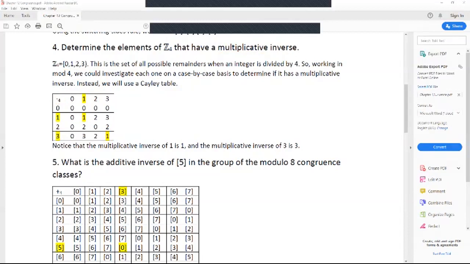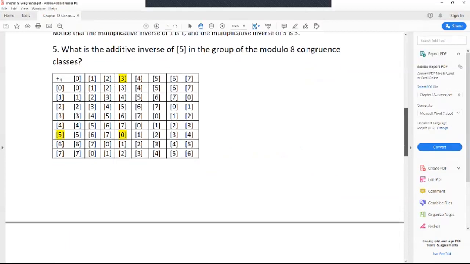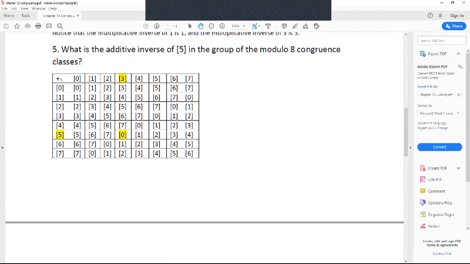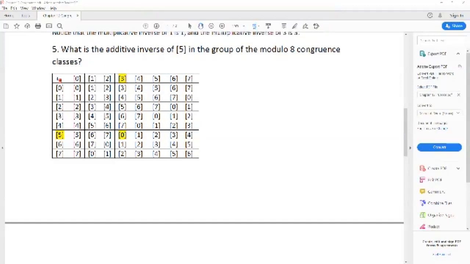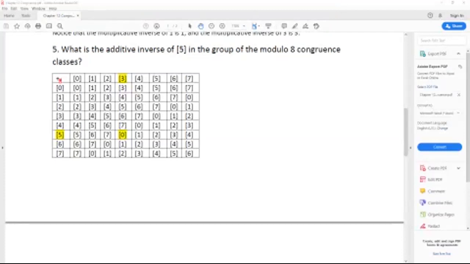Number 5. Number 5 says, what is the additive inverse of the class 5 in the group of the modulo 8 congruence classes? And before we get started, let's fix a typo. This should actually be an 8 since we are in modulo 8. The classes in modulo 8 would be 0 through 7 on the integers, because if you divide any integer by 8, you're going to have a remainder of 0, 1, 2, 3, 4, 5, 6, or 7.